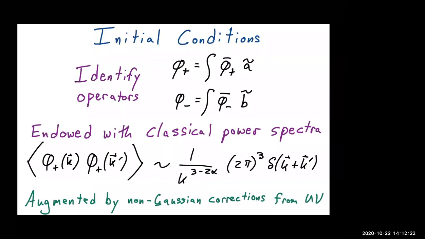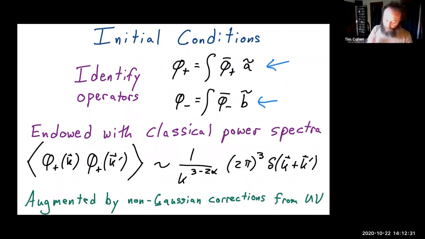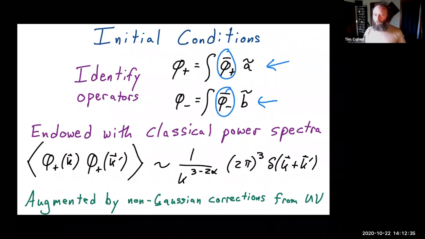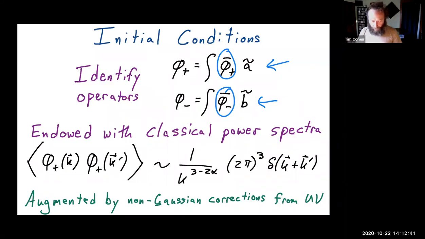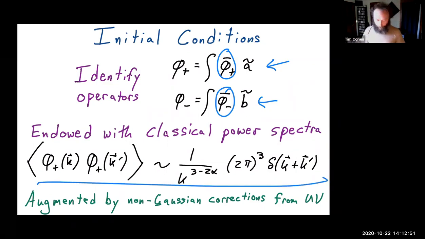Great. So we identify operators, and these are our EFT modes. They have the potentially scale invariant power spectrum, depending on the mass, as their coefficient here. And here's the 2-point function for the initial conditions. Okay.